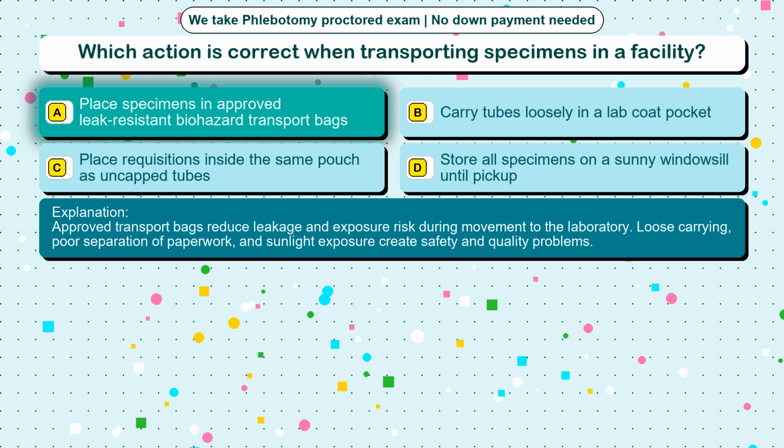Approved transport bags reduce leakage and exposure risk during movement to the laboratory. Loose carrying, poor separation of paperwork, and sunlight exposure create safety and quality problems.